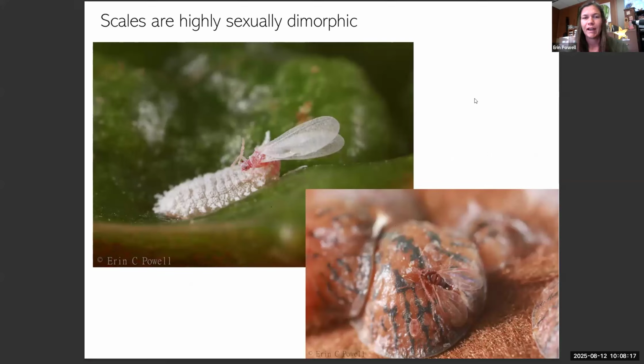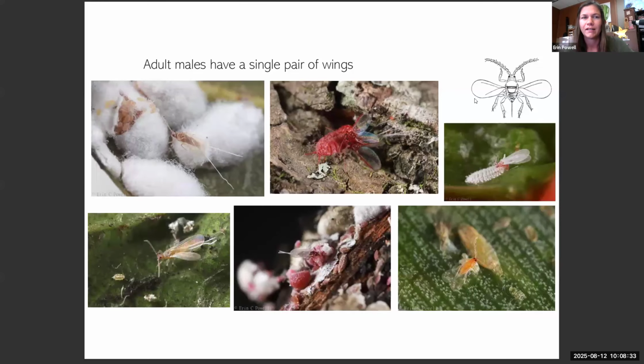So essentially we have a female that almost looks like a larva or a nymph, an immature, if you will, and then a male that looks more like a typical bug. So here we have two examples of males and females. You'll see that the male has a pair of wings there, and the males have a single pair of wings.